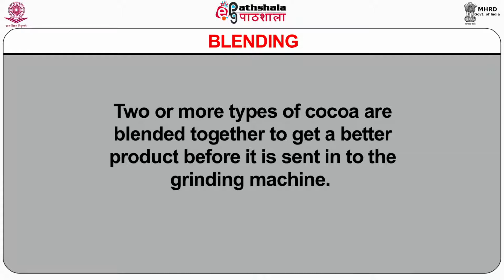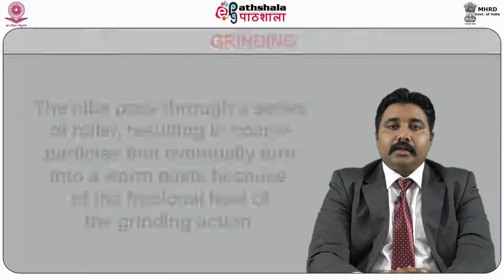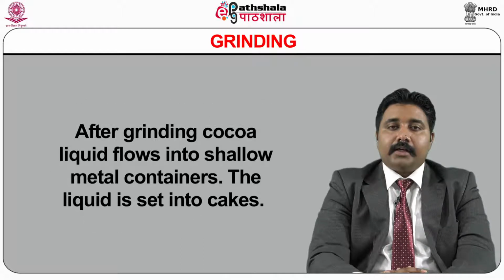Blending. 2 or more types of cocoa are blended together to get a better product before it is sent into the grinding machine. Grinding. The nibs pass through a series of rollers, resulting in coarse particles that eventually turn into a warm paste because of the frictional heat of the grinding action. After grinding, cocoa liquid flows into the shallow metal containers. The liquid is set into cakes.